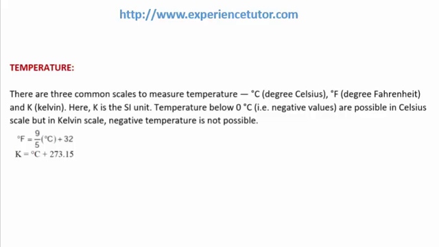Temperature. There are three common scales to measure temperature: degree Celsius, degree Fahrenheit, and Kelvin. Here K is the SI unit. Temperatures below 0 degree centigrade, that is negative values, are possible in the Celsius scale, but in the Kelvin scale negative temperature is not possible. Formula: degree Fahrenheit is equal to 9 upon 5 degree centigrade plus 32. K is equal to degree centigrade plus 273.15.